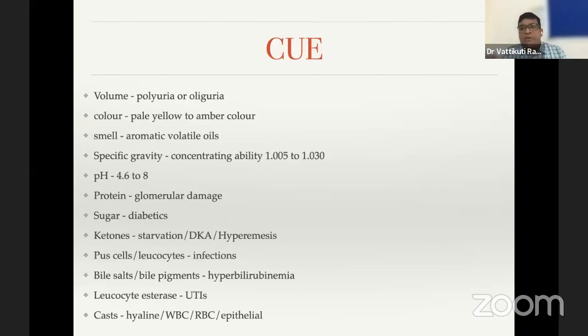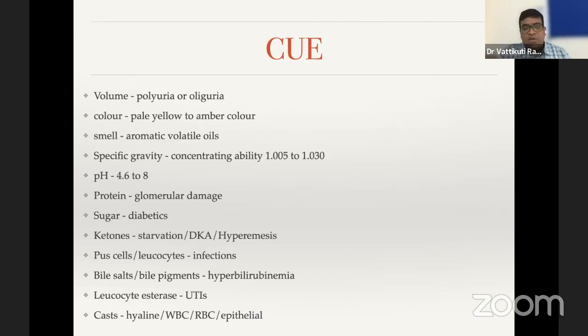They report it in the form of albumin 1+, 2+, 3+, and especially in pregnancy, to diagnose eclampsia and preeclampsia, you need to look at the protein elimination in the CUE. And you also look at sugar in the urine, especially in diabetics, and also ketones. Ketones can be positive because of multiple reasons like starvation, decay, and hyperemesis gravidarum can cause ketones in the urine.